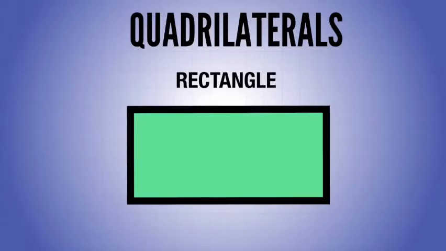A rectangle is a parallelogram with 4 right angles. So what that means is this line is parallel with this line, and this line is parallel with this line. But it also means that we have our 4 right angles: 1, 2, 3, 4. So that's what makes it a rectangle here.